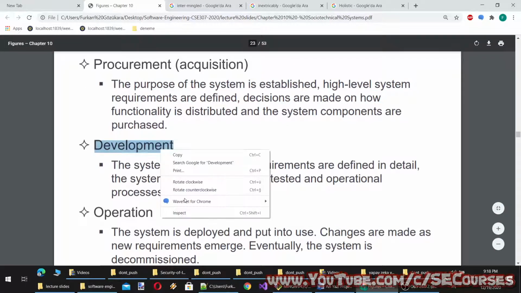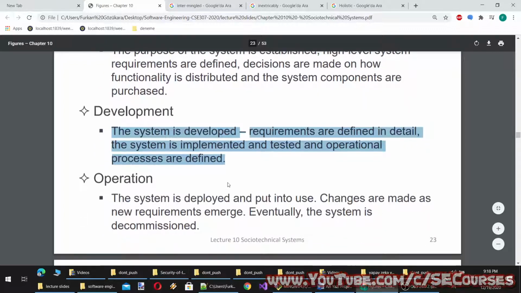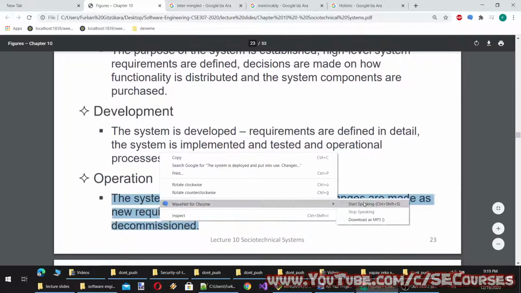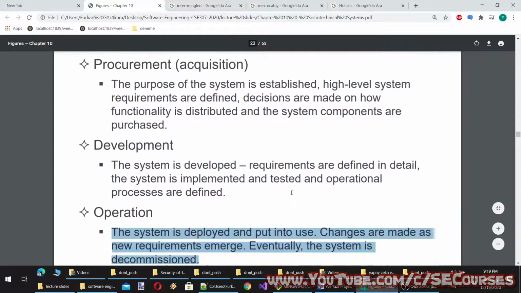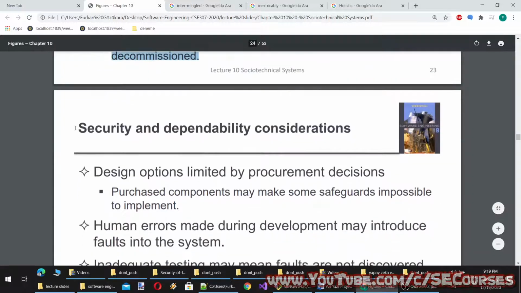Development. The system is developed, requirements are defined in detail, the system is implemented and tested, and operational processes are defined. Operation. The system is deployed and put into use. Changes are made as new requirements emerge. Eventually, the system is decommissioned.